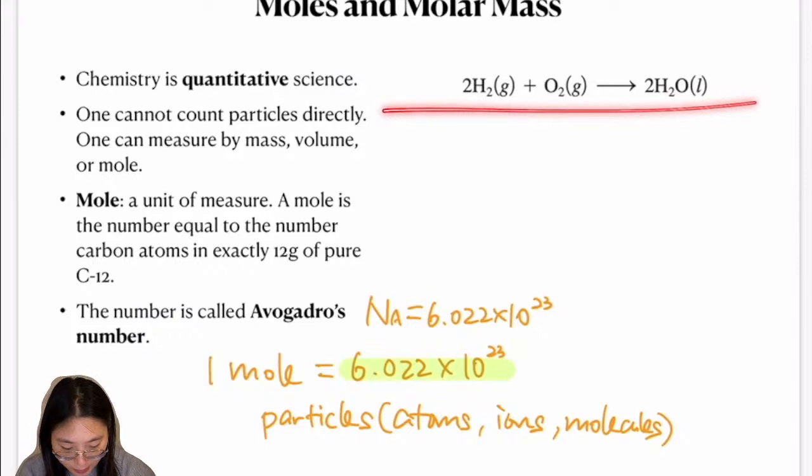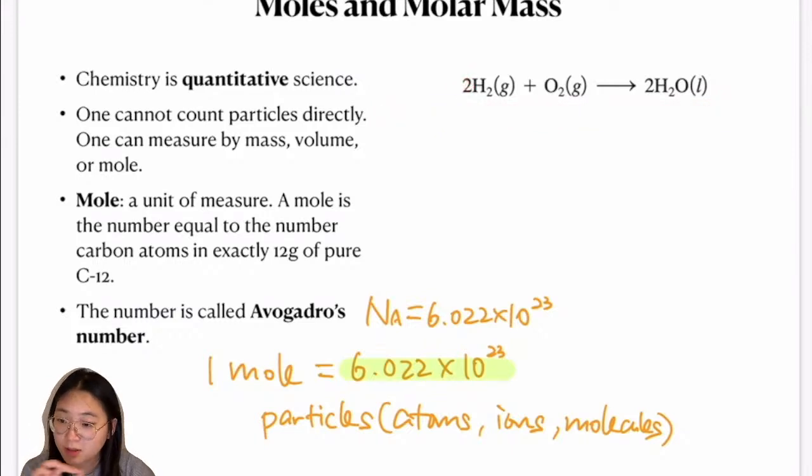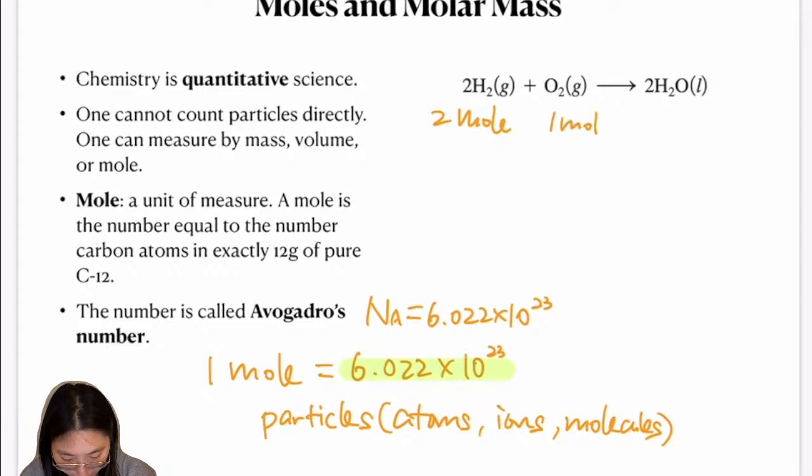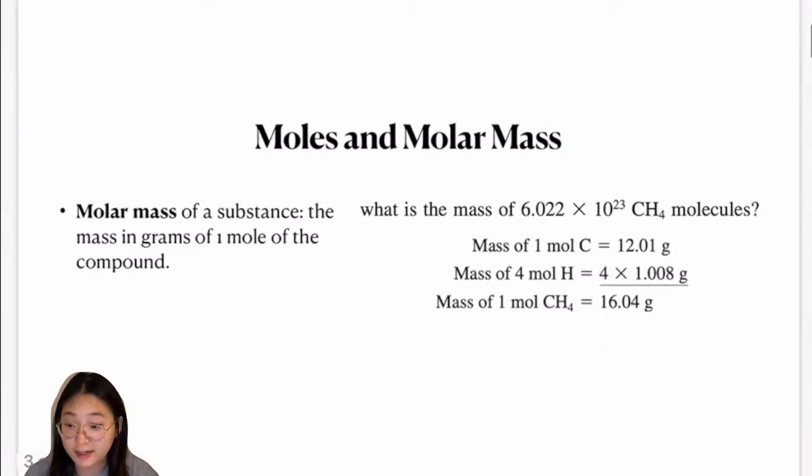So when it comes to a chemical equation, the coefficients mean the number of each of the reactants and the products. The coefficients in this chemical equation are 2, 1, 2. So these coefficients refer to moles. We assume that they have the unit of the mole, not the number of particles. It must be 2 moles of hydrogen reacting with 1 mole of oxygen to produce 2 moles of water. Okay, so that's the definition of the mole.